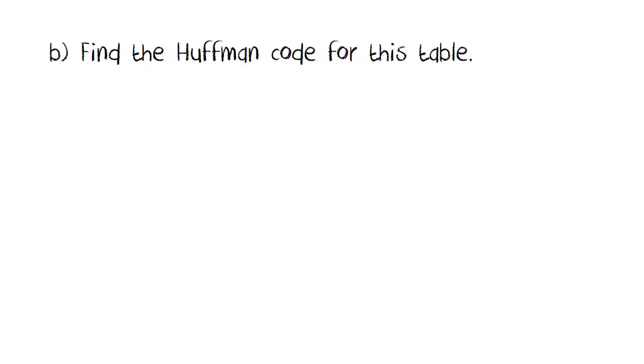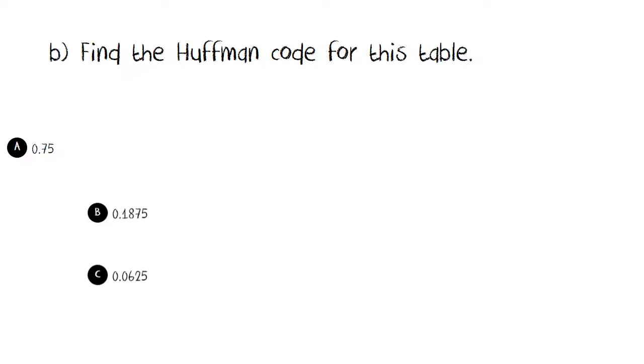Let's start by creating nodes for the 3 symbols with their corresponding probabilities. Next, we have to sort these nodes from highest probability to lowest probability. In this example, they are already sorted in that way. Now we take the 2 nodes with the lowest probabilities. In this case, it's B and C.